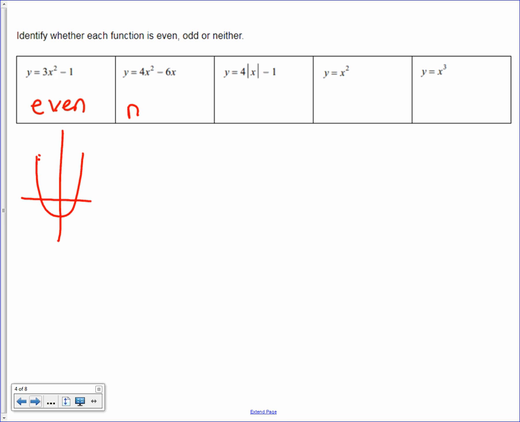This one is neither. It follows that exponent rule. This is to the second power, x is to the first. One's even, one's odd, so it's going to be neither. This one would be even. So again, it's an absolute value with the symmetry of the y-axis, so it would reverse right on itself. X squared is always even, and x cubed is odd.